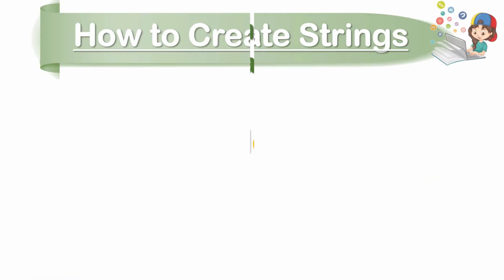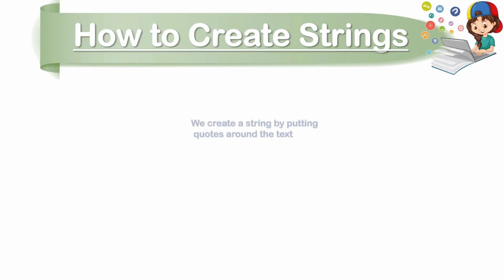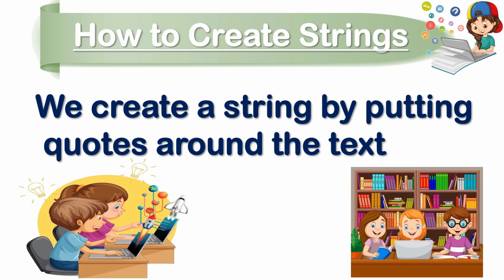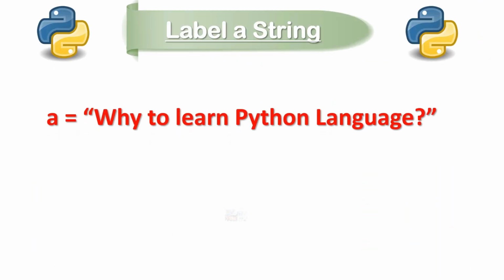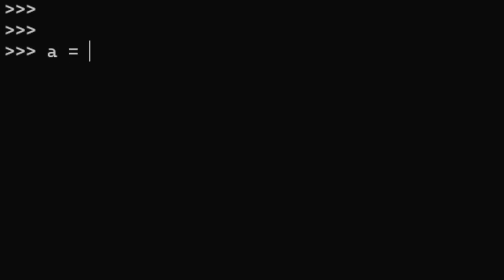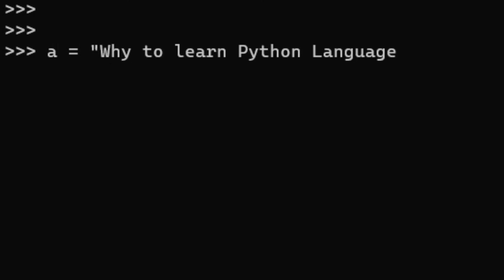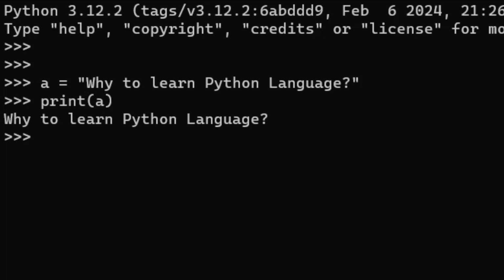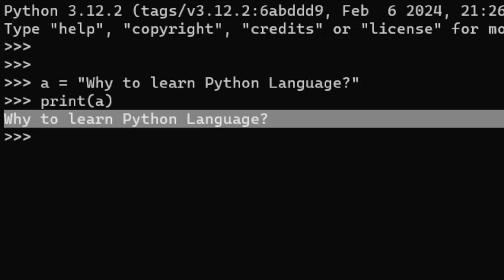So we'll see creating strings. In Python, we create a string by putting quotes around the text. We will take one example. To label a string like this, a is equal to 'Why learn Python language'. Then to see what is inside the variable a, we could enter print a like this. Print in brackets a, it will display Why learn Python language.